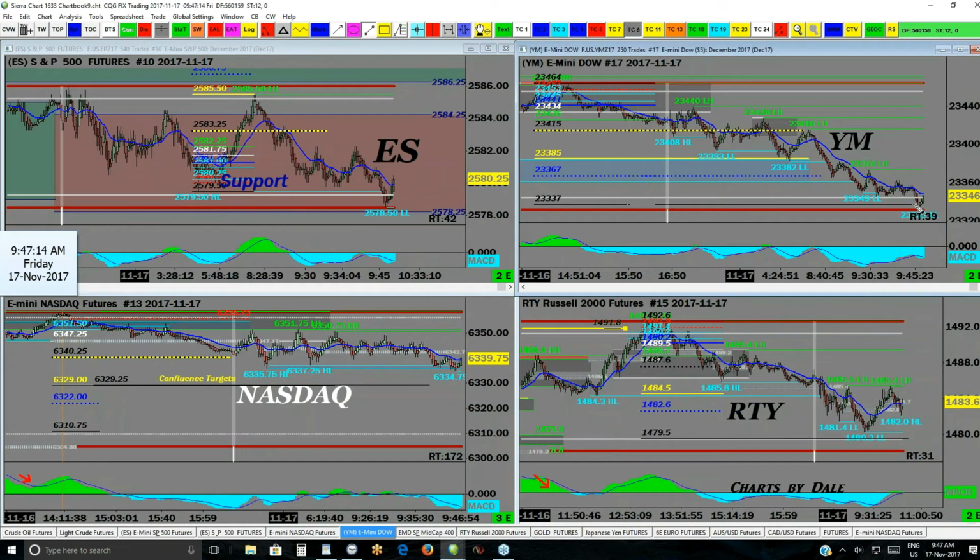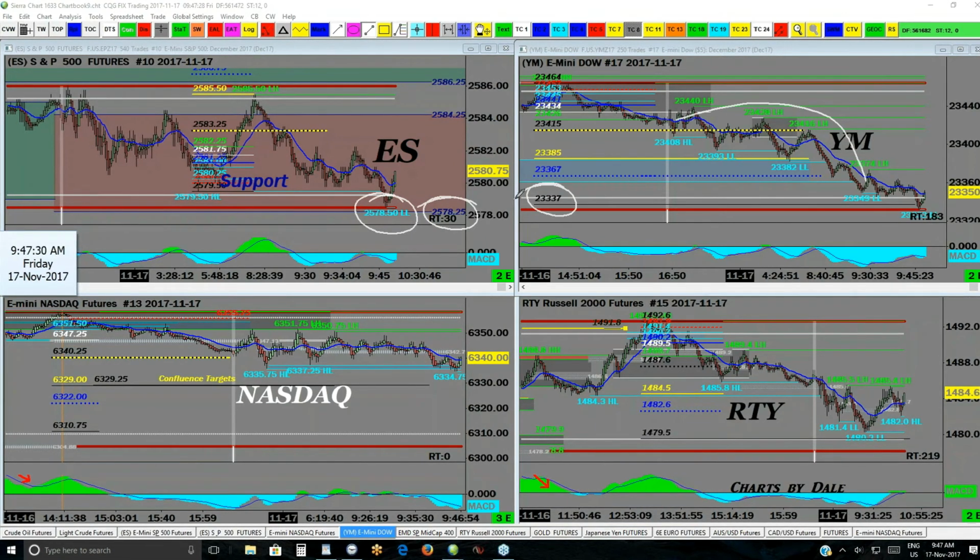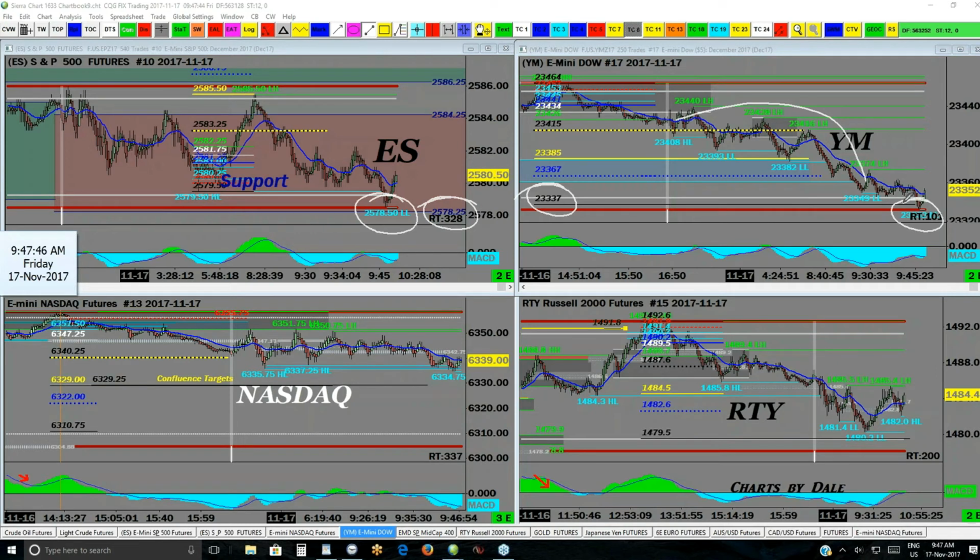Okay, it's now 9:47, and ES making it down to within one tick of target 78.25. YM completing down into the next target at 23,337. It came to 23,332, so completing that target. We had mentioned, I think I had mentioned this would be 5 plus 2. So it was within 7 if I had mentioned 13.